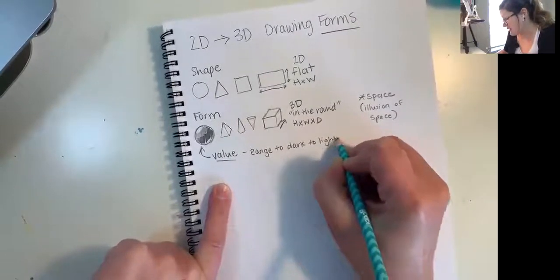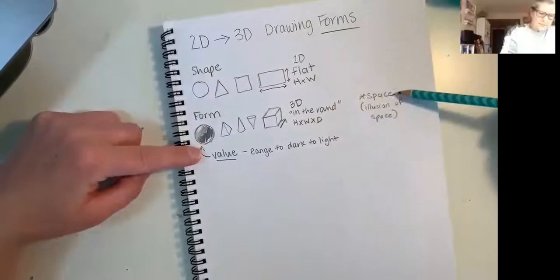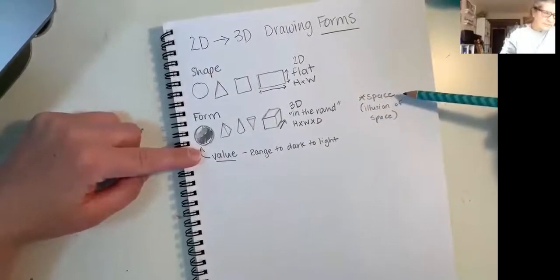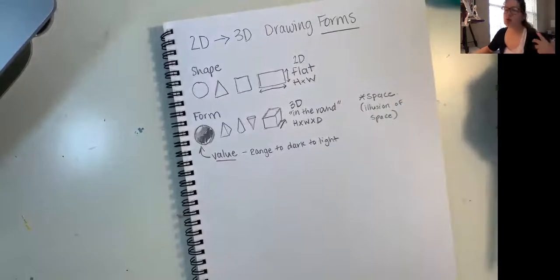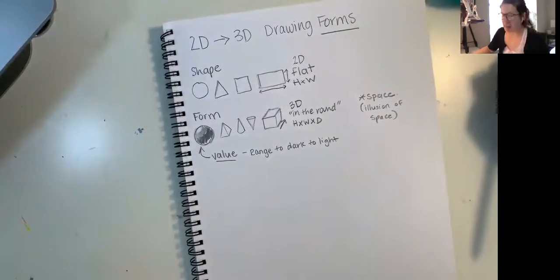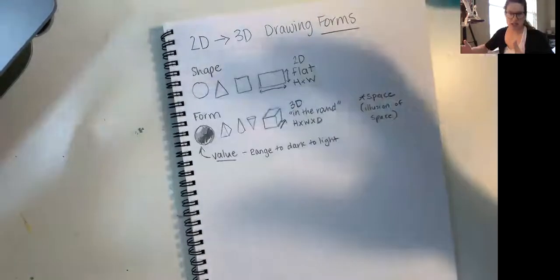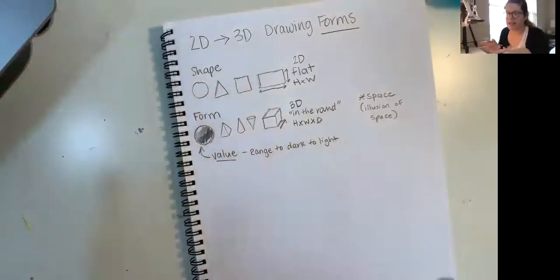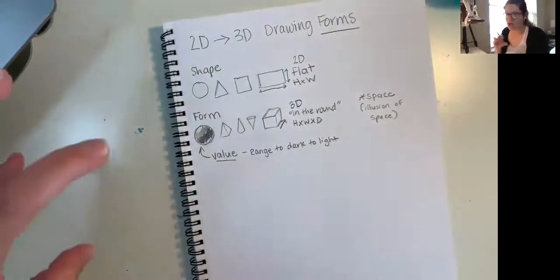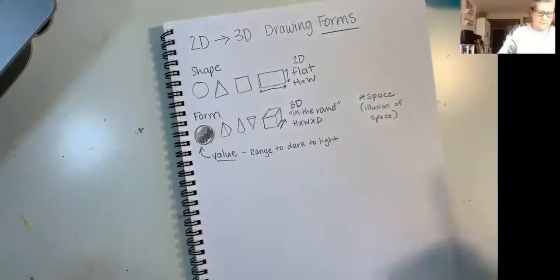But this, in conjunction with form, really helps us create that sense of space. Because when we're looking, let's say we're driving down the road, and in front of us there is a mountain, okay? And as we're driving down that road, we can see different lights and darks on that mountain or whatever we're looking at. There's shadows.